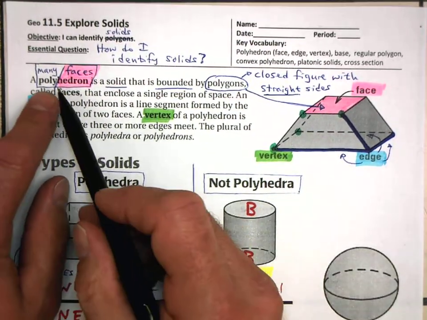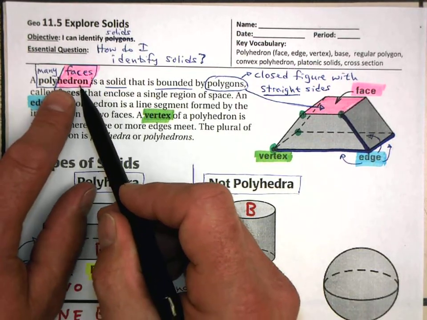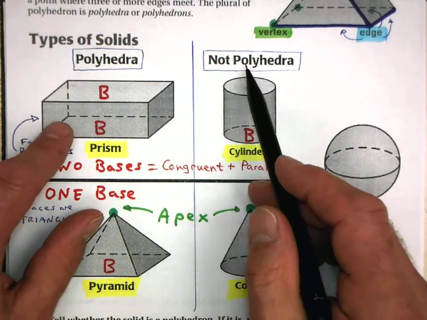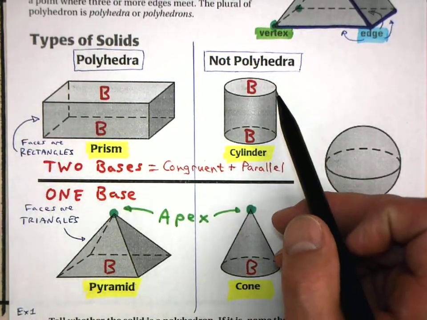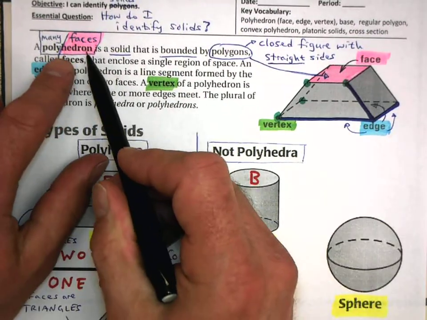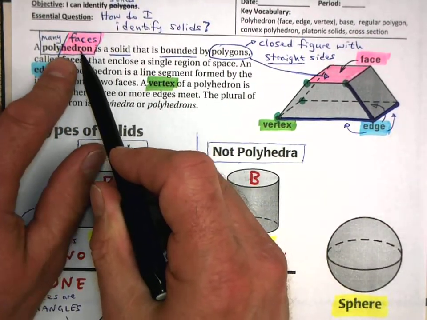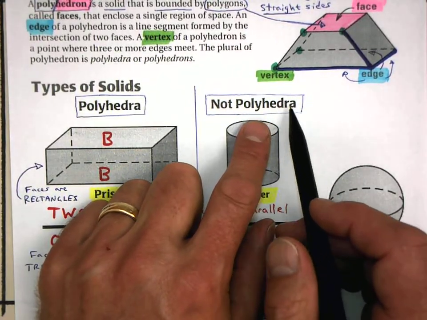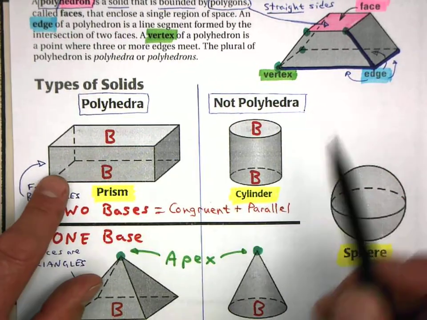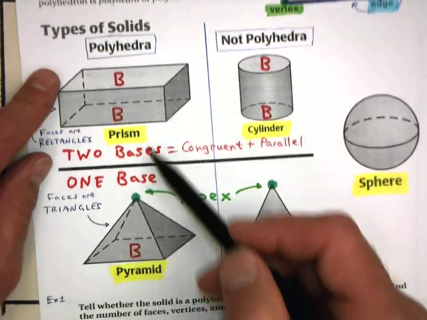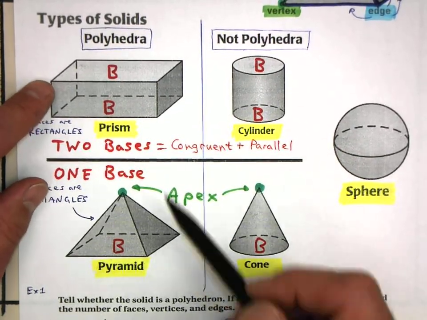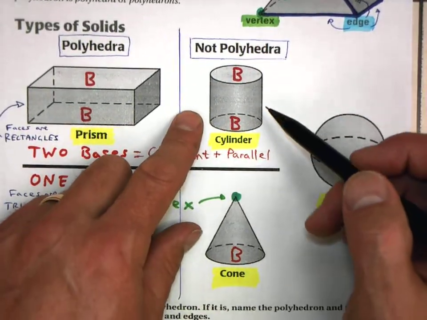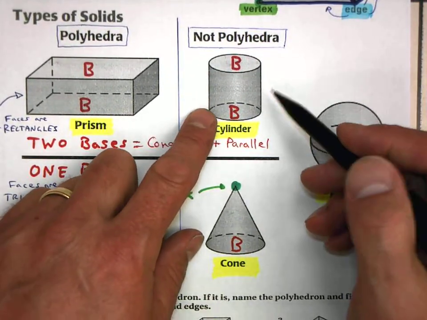Okay, and the reason that the term polyhedron is helpful for us is because we do have solids that are not a polyhedron. So polyhedron is singular, one polyhedron, and polyhedra are more than one. So on the left hand side here, these two guys are polyhedra. Each of these is a polyhedron. Whereas on the right hand side, these two are not polyhedrons.